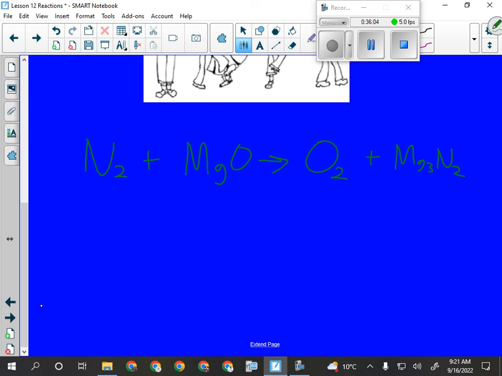If I put a 3 here, is that going to make it really hard to balance my oxygens? Is there a lowest common multiple between 3 and 2? 6. So I've got to do a little bit of math here. I'm going to put a 6 here. What do I need to put here then? 2. So now I've got 6 magnesiums. How many nitrogen do I have?